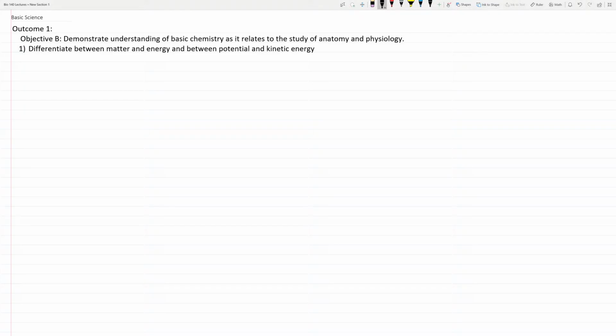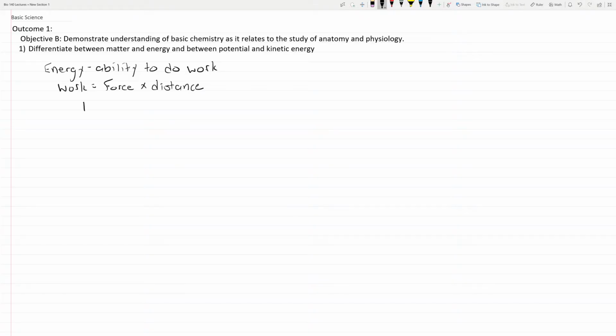Okay. So first we're going to define energy. And energy is simply the ability to do work. Okay. That's all energy is, the ability to do work. Work is a force times distance.